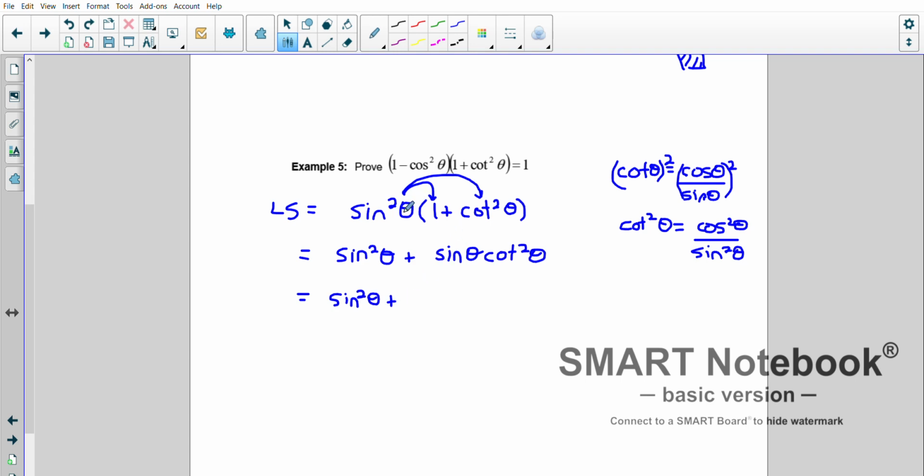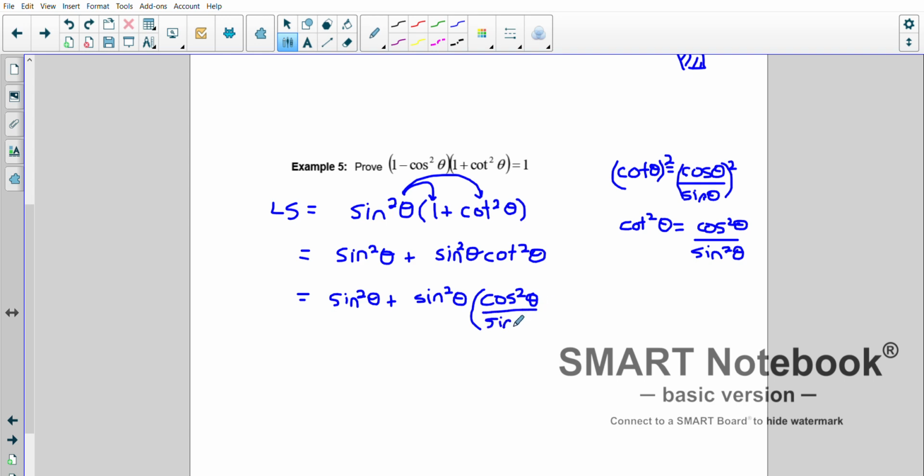Sorry, I made a little mistake here. When I distributed sine squared theta, that should be squared. I just looked up and saw that now. So you definitely don't want to be making little mistakes like that, but it's a good thing I caught that. A very good thing, because the next step would have been very confusing.